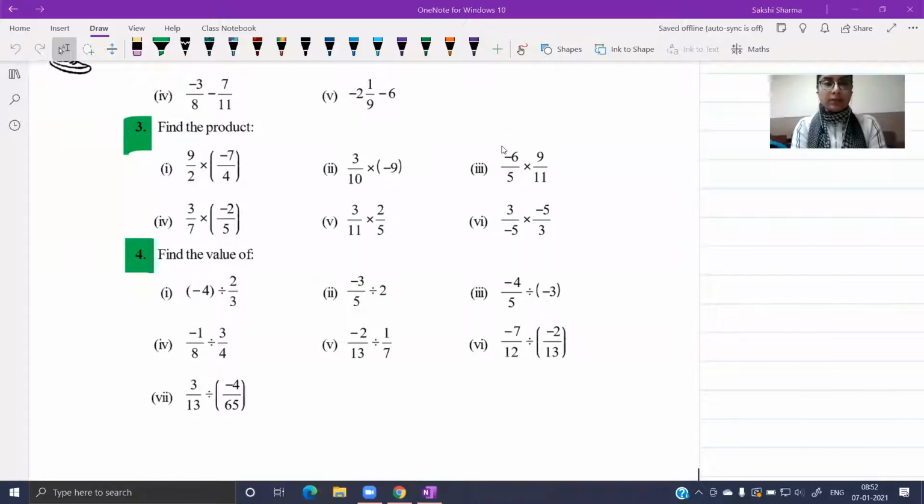Next question of exercise 9.2. Again, it's page number 190 in your textbooks. You can turn to page number 190. Exercise 9.2. We have done first two questions, which were based on addition and subtraction of rational numbers. Now we have to perform multiplication and division of rational numbers.